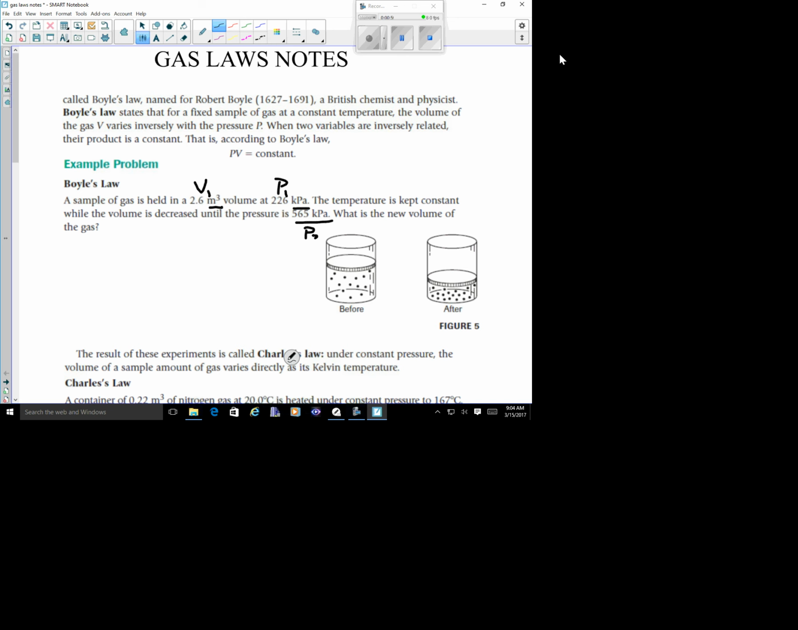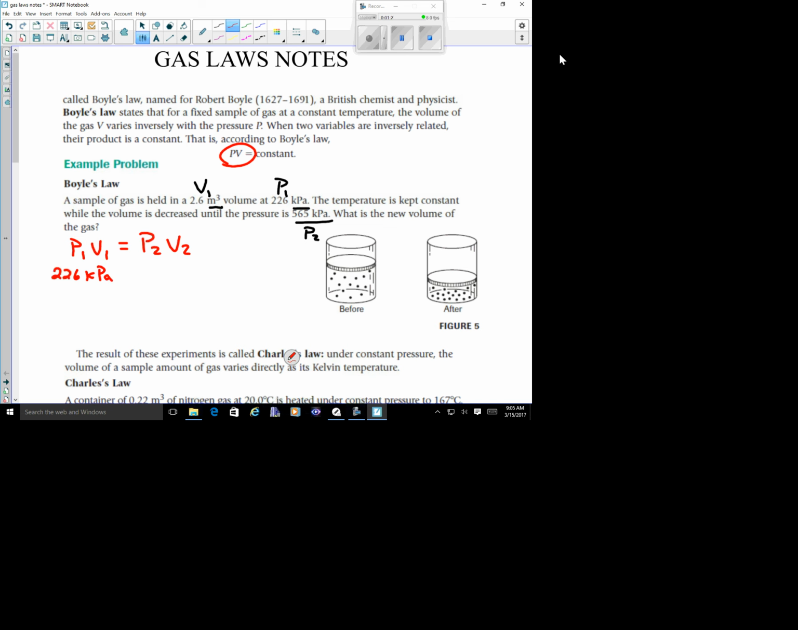So the formula we're going to use, it's like this right here. So I'm going to have P1 times V1. That's your first pressure and volume. Since it's always going to be a constant, it has to equal your second pressure times your second volume. So let's just plug in these numbers now. So I got a pressure of 226 kilopascals. Now, it really makes no difference what unit you use, whether it's pascals or kilopascals, as long as you use the same ones on both sides.